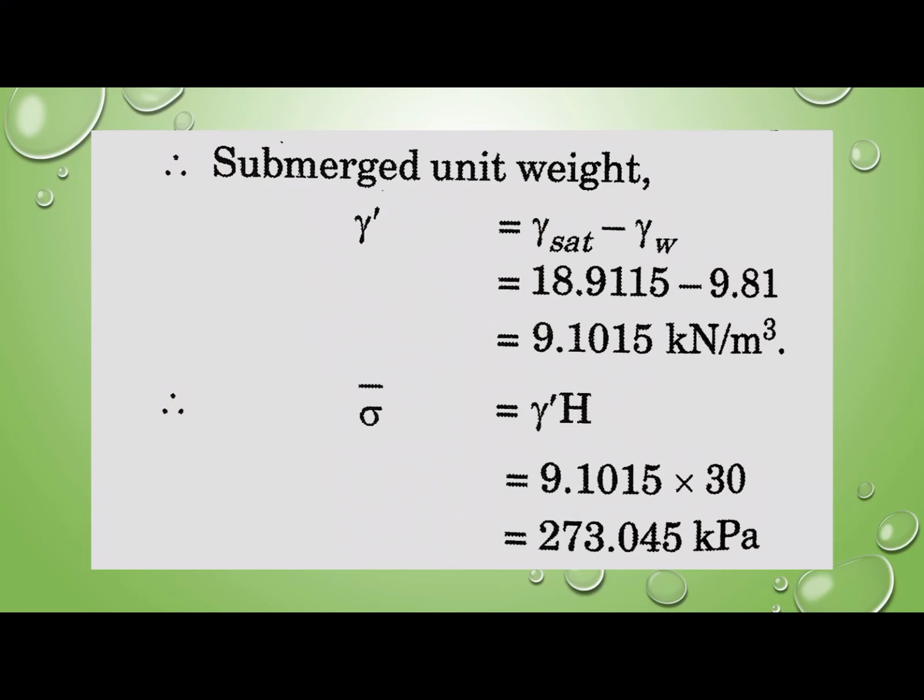So gamma saturated we already got from the equation as 18.9115 minus gamma w, which is 9.81. So the answer we are getting is 9.1015. So just substitute this value in the equation for the effective stress, which is 9.1015 into H. H is given as 30. So we are getting the answer as 273.045.